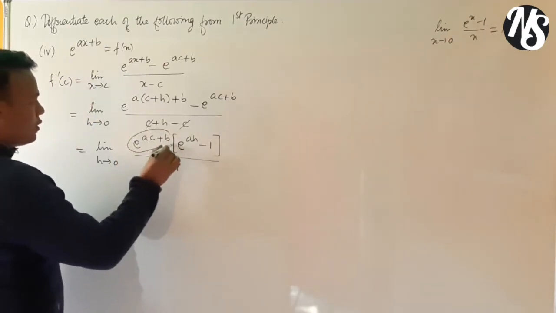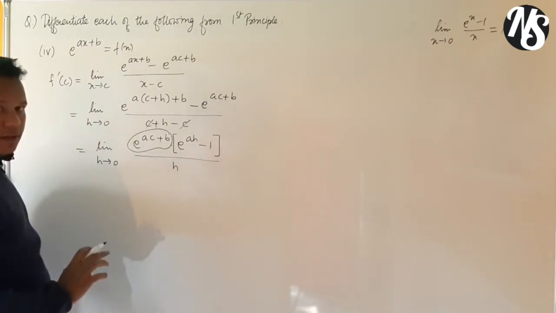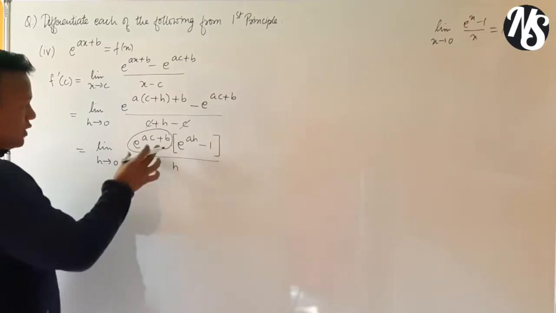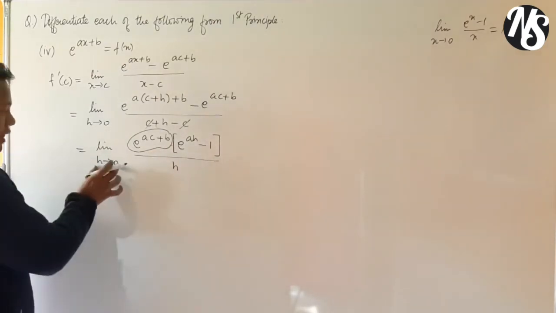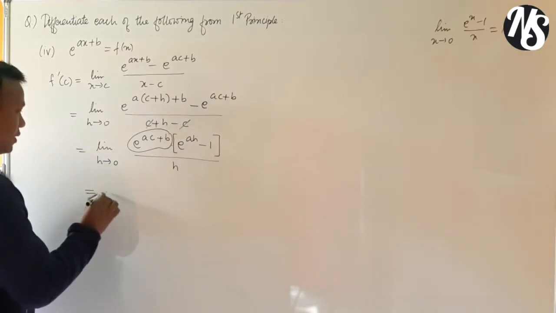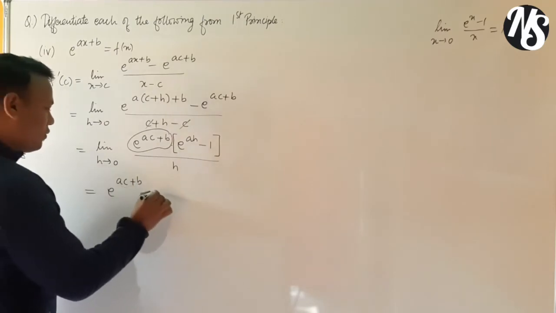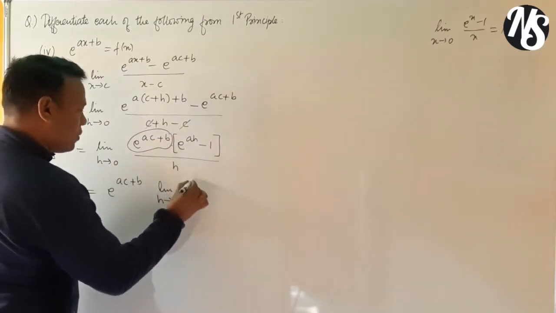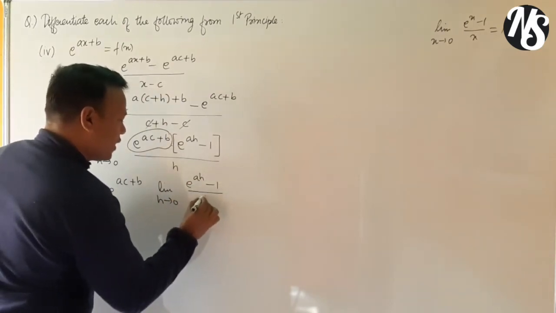Now, does this have any h quantity? This particular quantity is independent of h. So that's why this becomes a constant which can be kept outside the limit. Okay, so that's why this becomes e to the power ac plus b, and we have limit h tends to 0 of e to the power ah minus 1 divided by h.